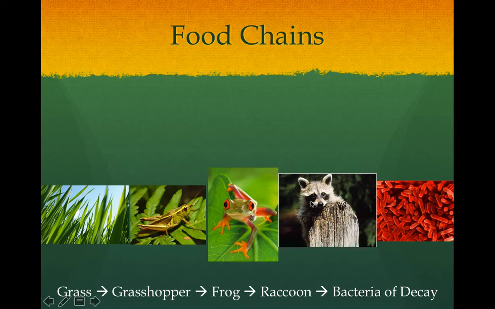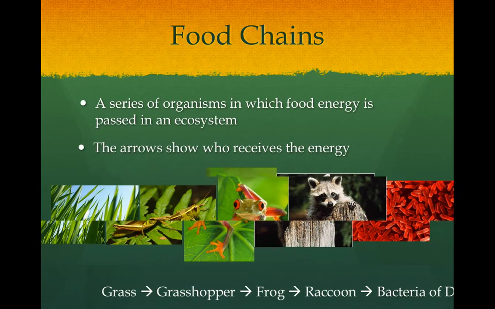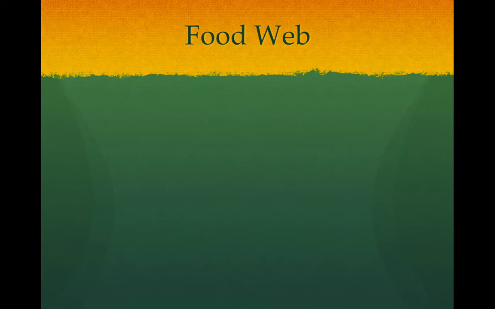And also, the raccoon probably doesn't just eat the frog, he's probably also gathering berries, and he's probably also eating small rodents like mice and anything else he can get his hands on. So even though the food chain is a good model, there's a better model. And we call that the food web. And a food web is really just an interconnected group of food chains.